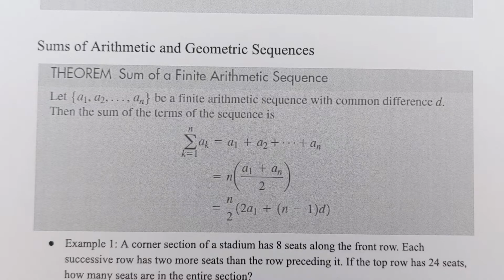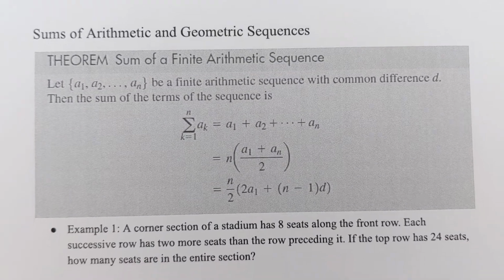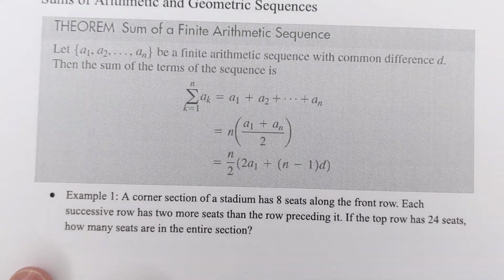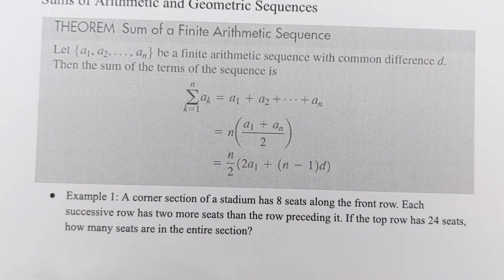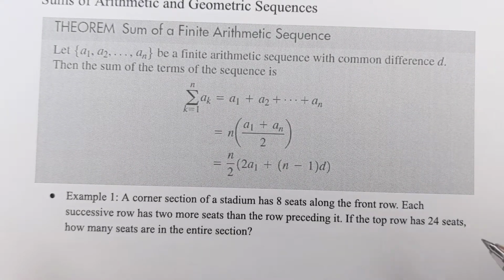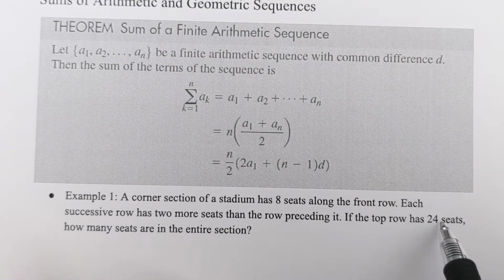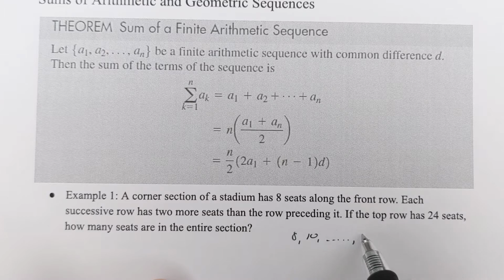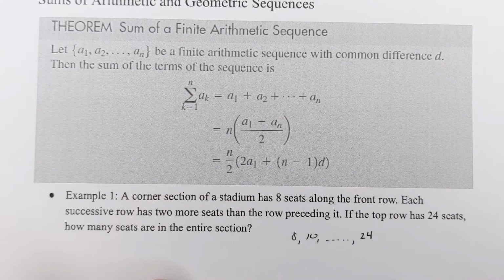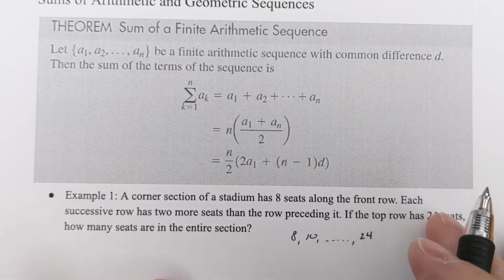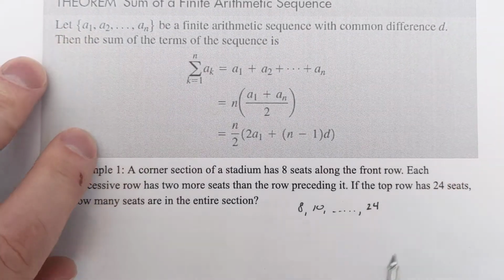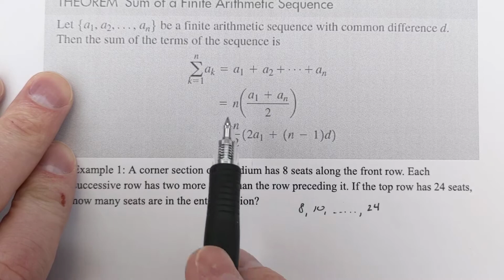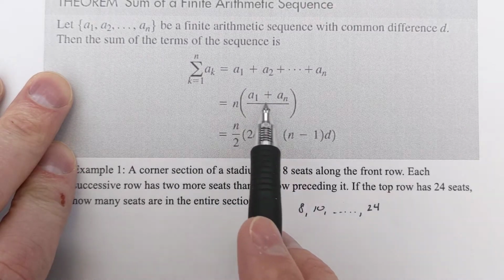If you look at example 1, it says a corner section of a stadium has 8 seats along the front row. Each successive row has 2 more seats than the row preceding it. The top row has 24 seats. How many seats are in the entire section? So we start at 8, we have 10, and so on, all the way up to 24. We want to know how many seats total are in that section. I can actually use either of these two equations because I know the first and last term, 8 and 24.